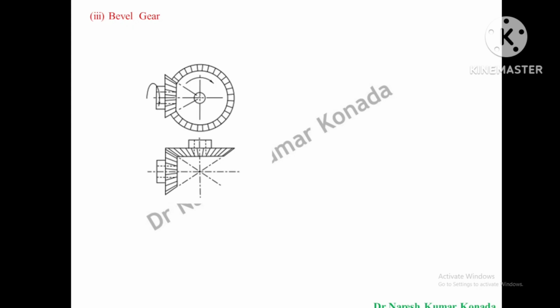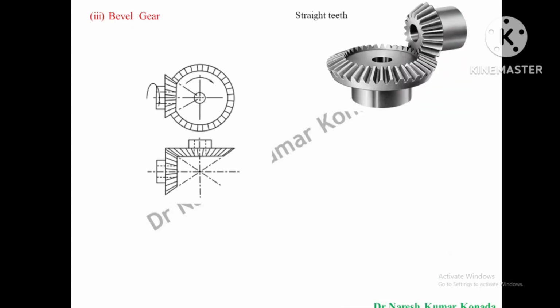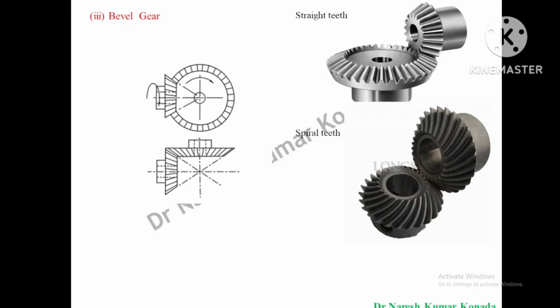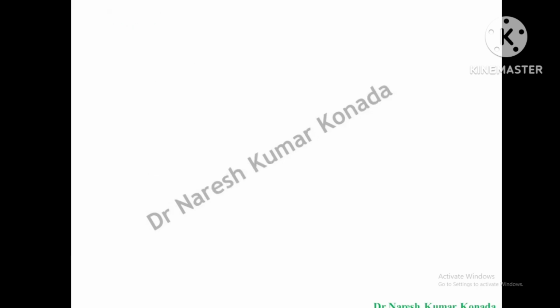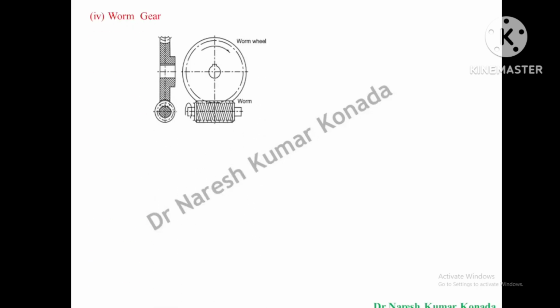And this is another gear. The third gear is the bevel gear. You can see the construction, and you can see the side view of the figure, where we have the straight teeth of a bevel gear, and here you can see another figure where we have the spiral teeth of a bevel gear. These bevel gears are used for transferring power where the shafts are placed at right angles to each other, and the teeth of the bevel gear are made straight or spiral depending upon the application. The teeth are cut straight or spiral.